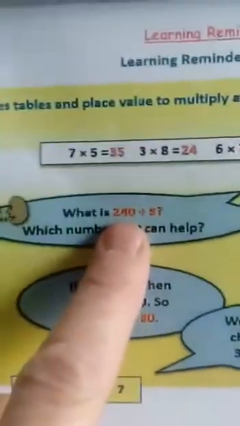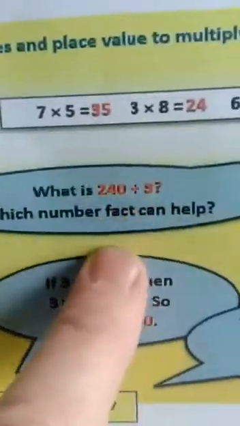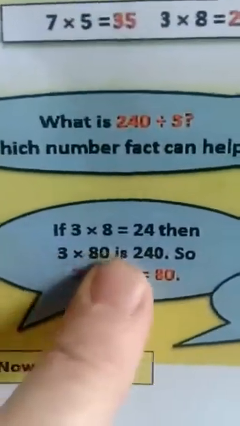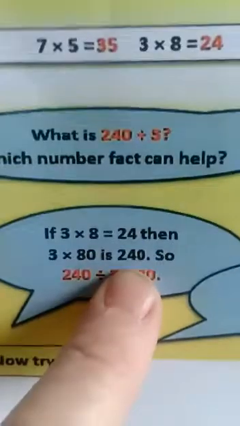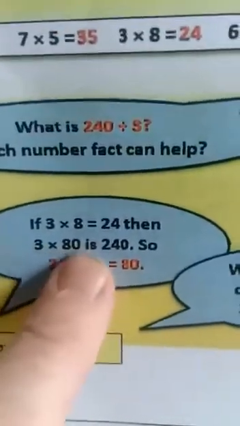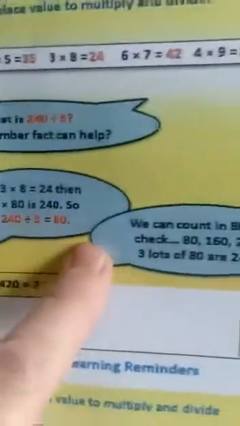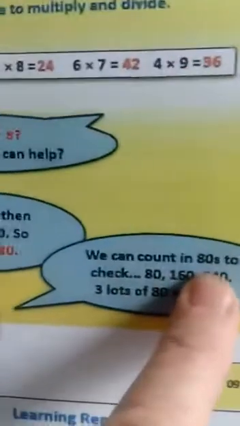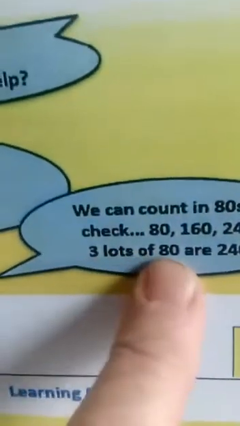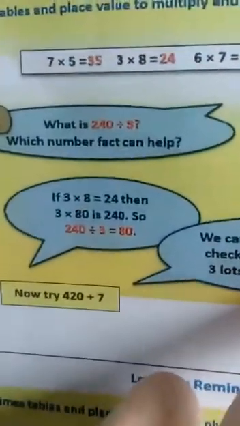We know these facts, but what would be 240 divided by 3? So 3 times 8 is 24. 3 times 80 is 240, which is 10 times more. So 240 divided by 3 leaves you with 80. Remember, the inverse of multiplication is division. But you can count in 80s to check. 80, 160, 240. 3 lots of 80 are 240.